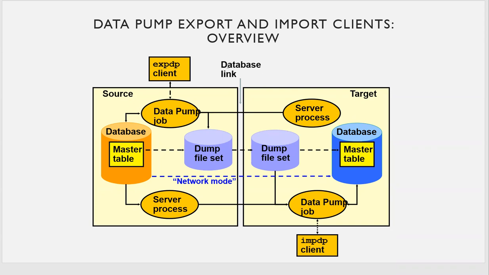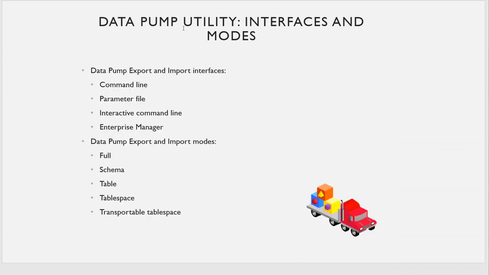So directly via DB link you can do it, or you can do the export here, copy it to the target server and do the import separately. Both are possible. And then the Data Pump utilities, interaction and modes: command line, parameter file, interactive mode, and interface. Anywhere you can do it. Command line is the best method, and all DBAs will follow that.